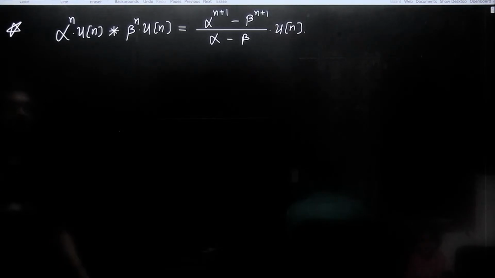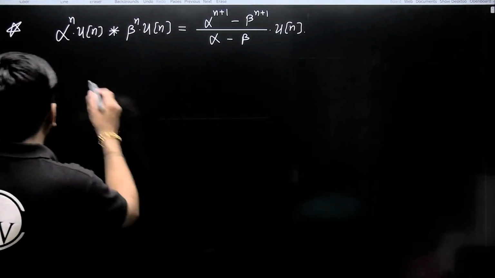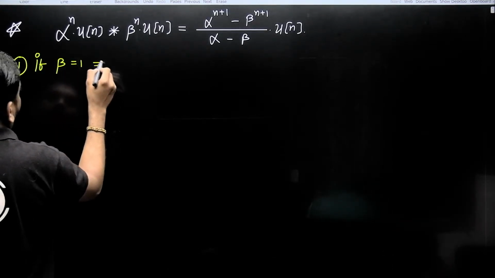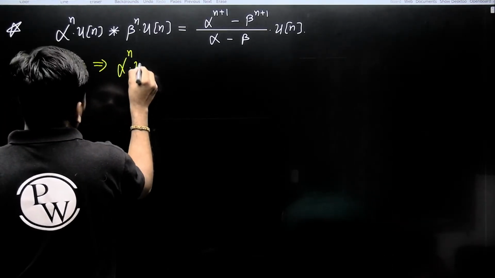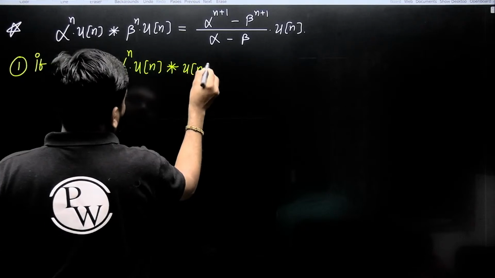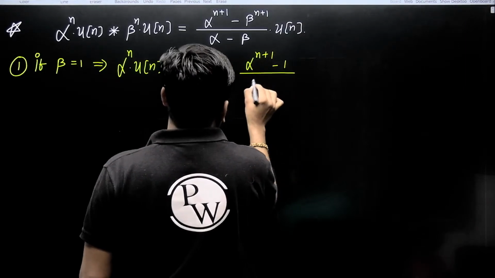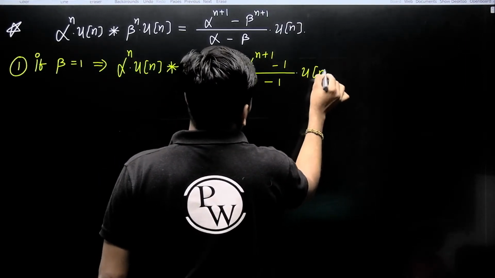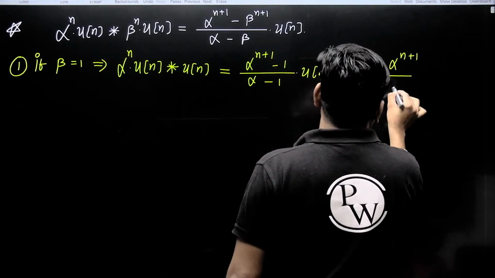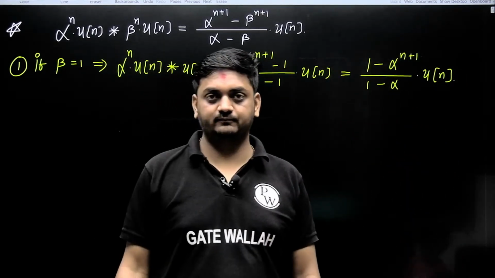Correct? Now suppose beta equal to 1, first case if we are considering beta equal to 1, then here you can see alpha power n into u of n, and beta equal to 1, 1 power n is nothing but 1 u of n. Here alpha power n plus 1 minus 1 divided by alpha minus 1 into u of n, or we can write 1 minus alpha power n plus 1 upon 1 minus alpha u of n if beta is equal to 1, correct?